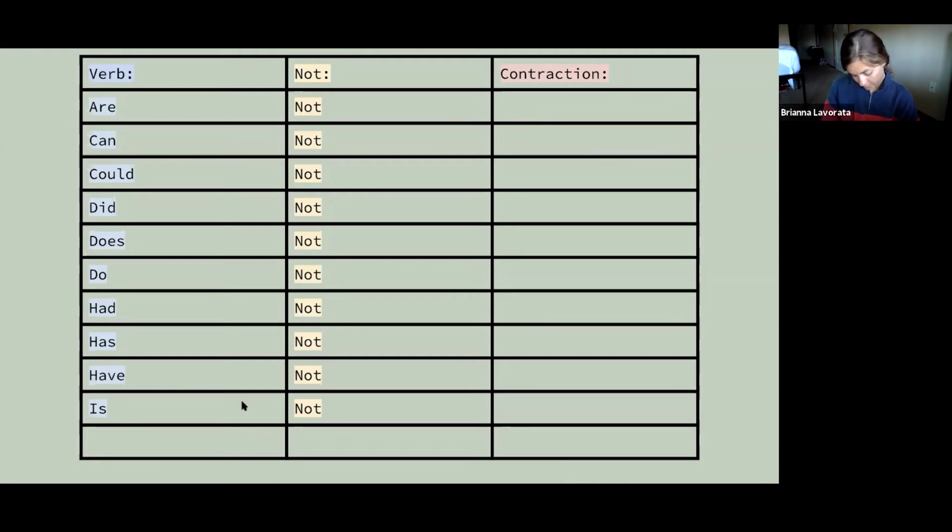So we have our verbs in blue. We have our contraction words in yellow. And now we're going to write our contraction words in pink. So I have a pink marker, so this all matches. Just write that word contraction.